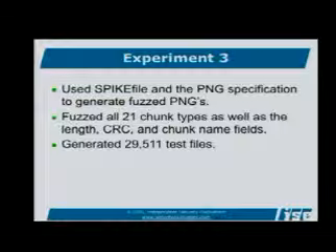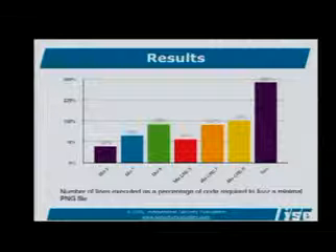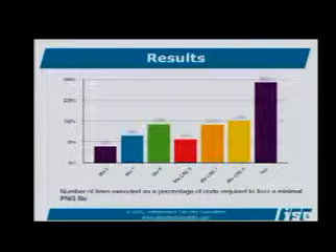And finally, for the third experiment, I used SPIKE file and the PNG specification, and I generated files that contained every single chunk type and fuzzed every single field in the chunk type, so the CRCs, lengths, chunk names, the data, everything. And doing that, I ended up with 29,000 files, which is quite a bit less than the other ones. So here's basically the whole talk in one slide.